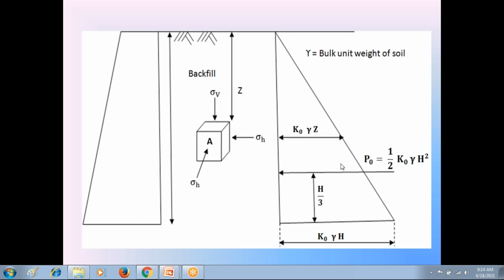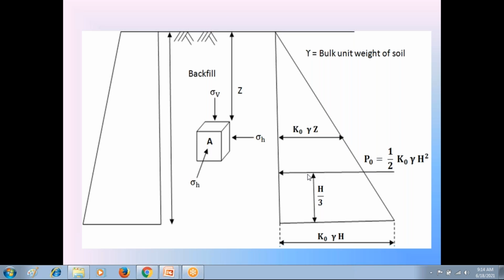So the area of this triangle is half into h into K naught gamma h, that is half K naught gamma h squared. So the area of this pressure distribution gives the total horizontal earth force acting on the retaining wall. Since the distribution is triangular, this P naught force is acting at the centroid of the triangle.